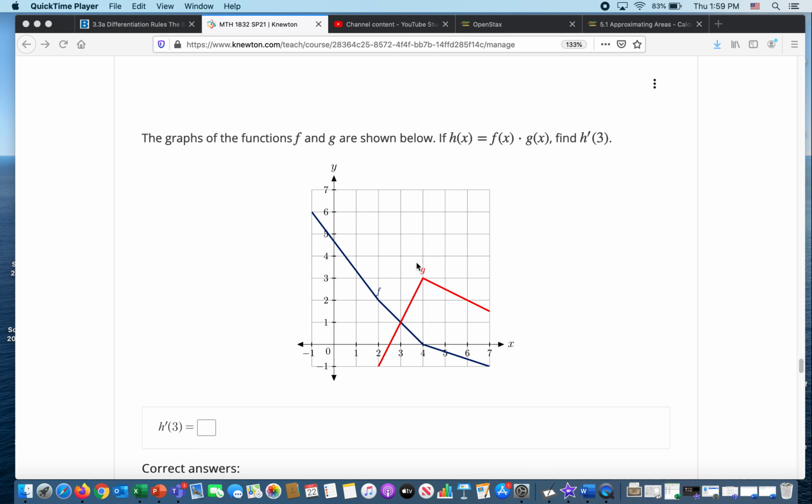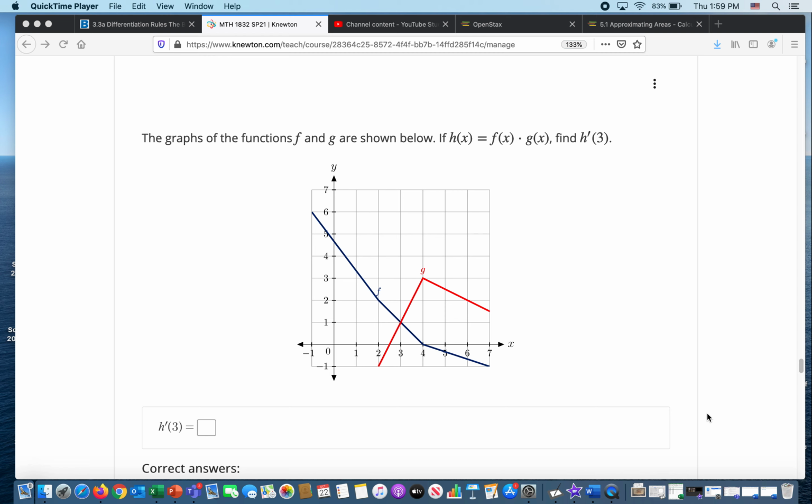So take a look at this problem from Newton with me. You'll notice we have h of x equal to f of x times g of x, and our job is to find h prime of 3. Now this problem is presented a little differently as we're given the graphs of f of x and g of x, and I don't know what the functions are, all right? So what am I going to plug into the product rule?